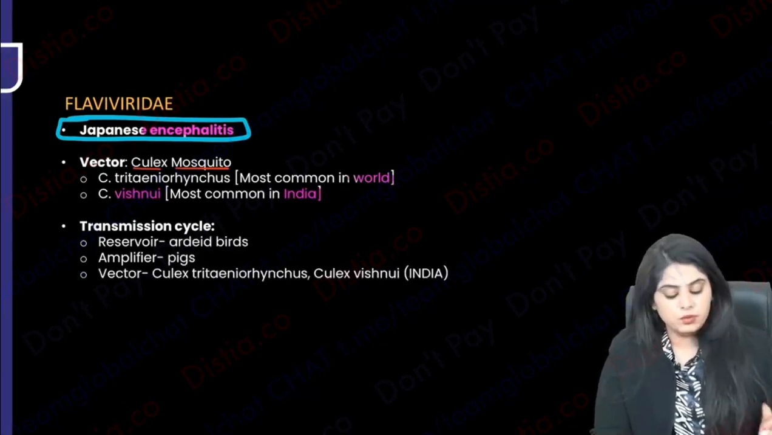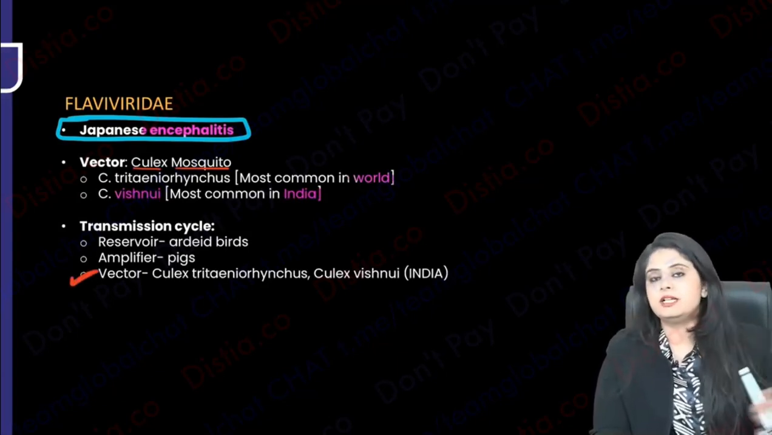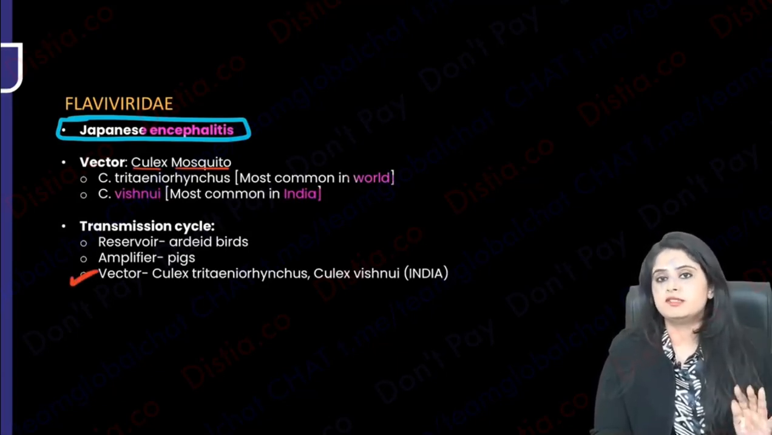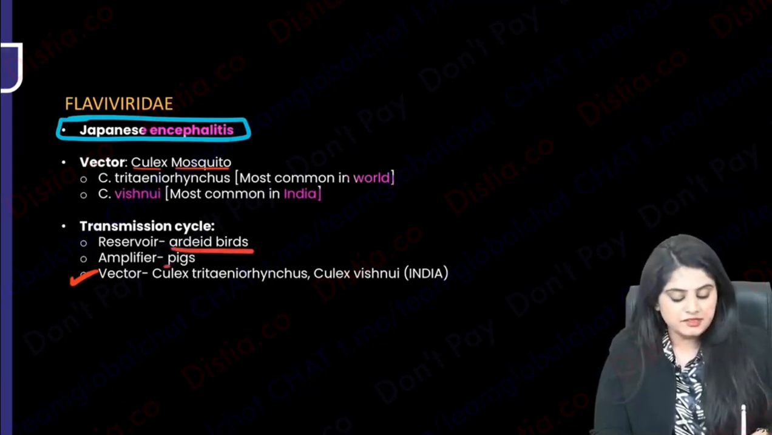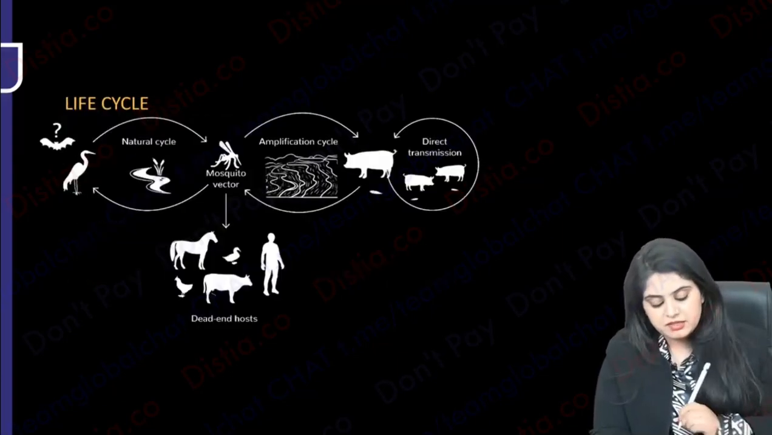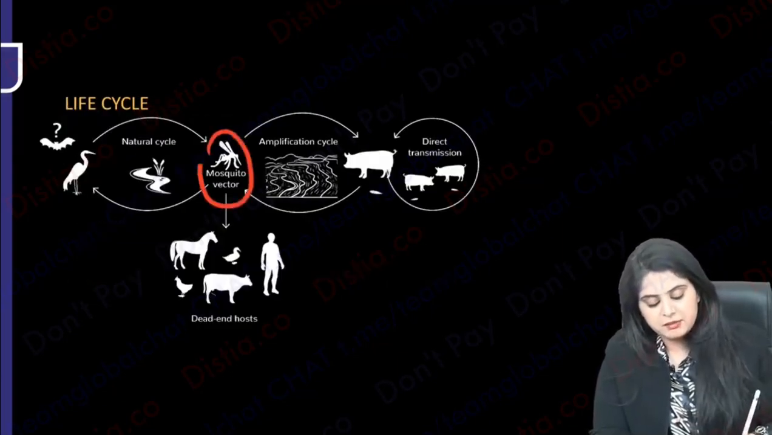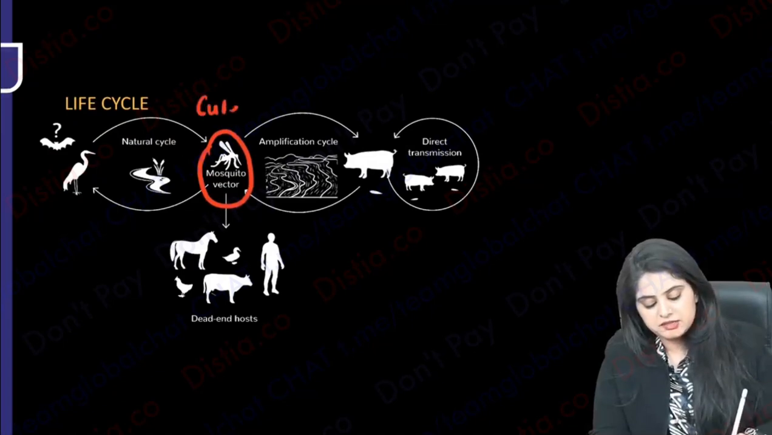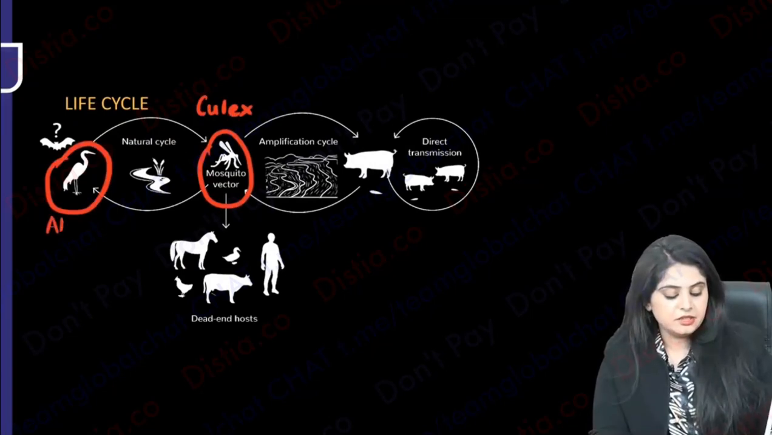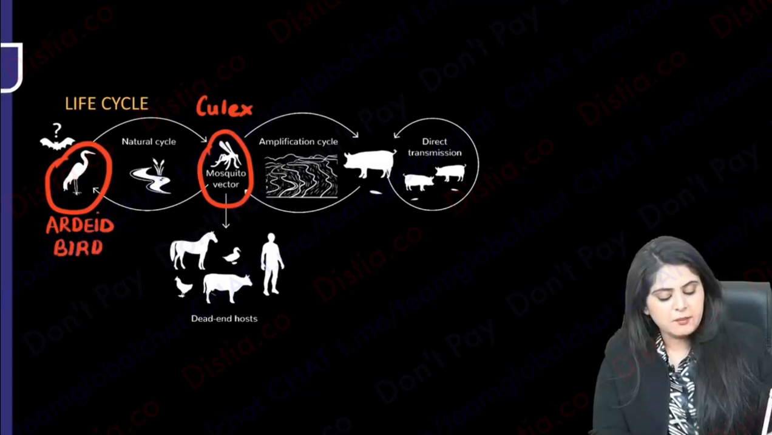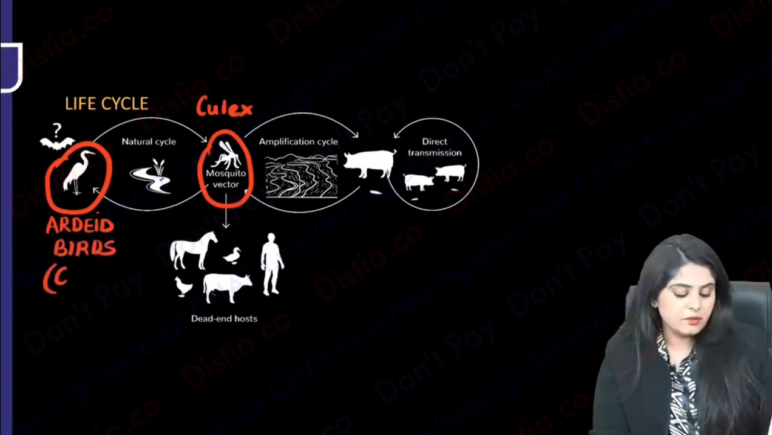So now you need to know, let us make a life cycle. Vector I know, ma'am, some kind of mosquito must be there. Other than that, I will see some bird and I will see some pig. Okay? So let me see this life cycle. Yes, I can see a mosquito vector and I know that the mosquito vector will be Culex. I can see a bird. Guys, these birds are nothing but the ardeid birds. There are many types of ardeid birds. I'll give you an example. Crane is an ardeid bird, okay?